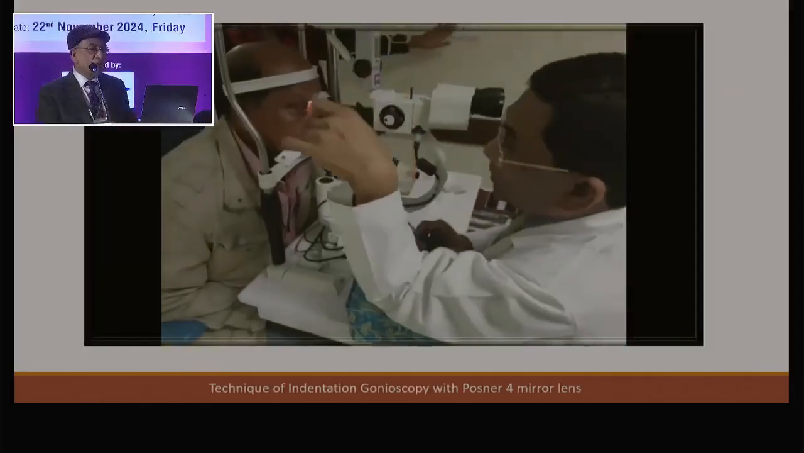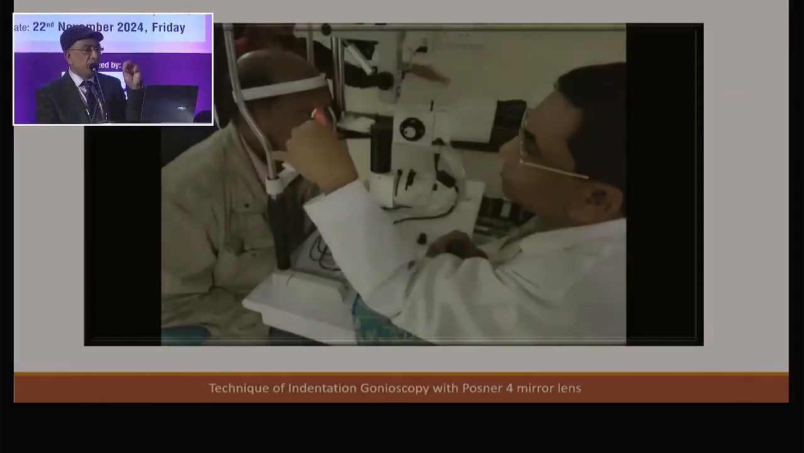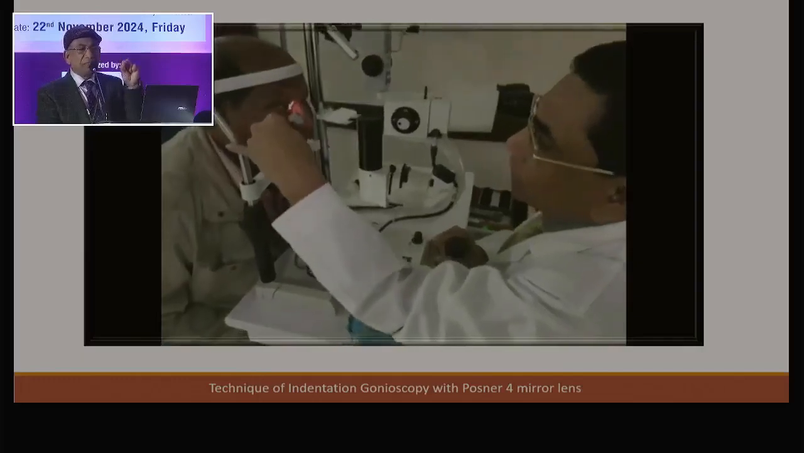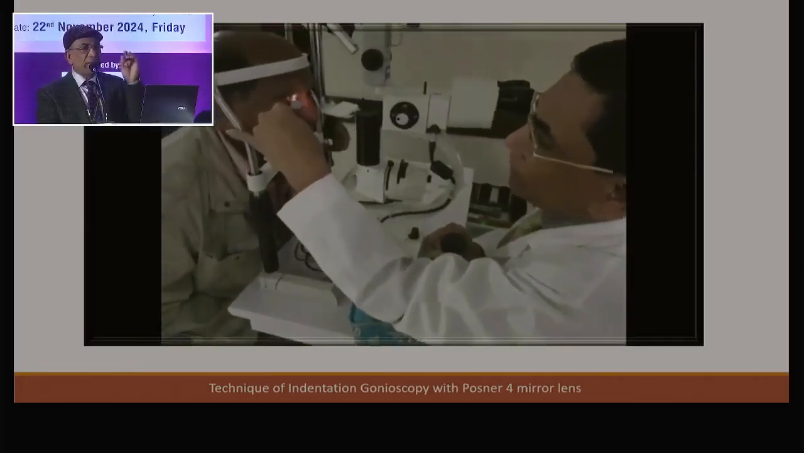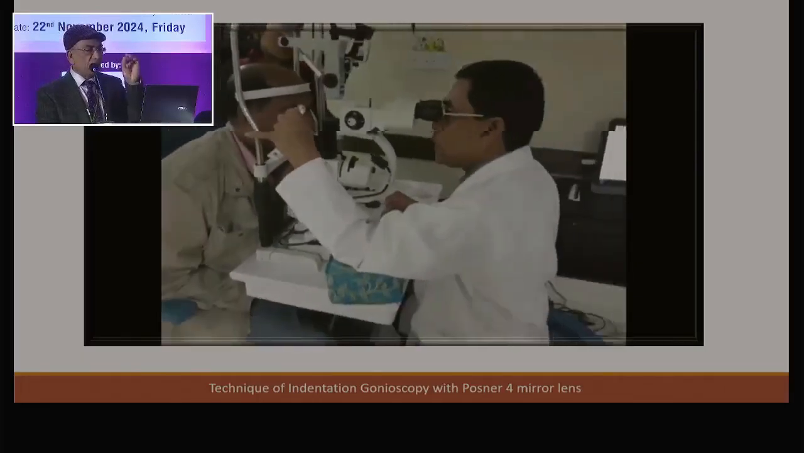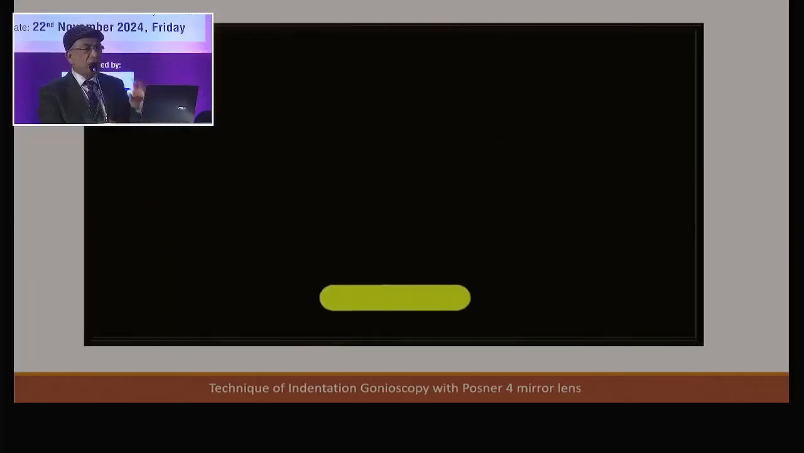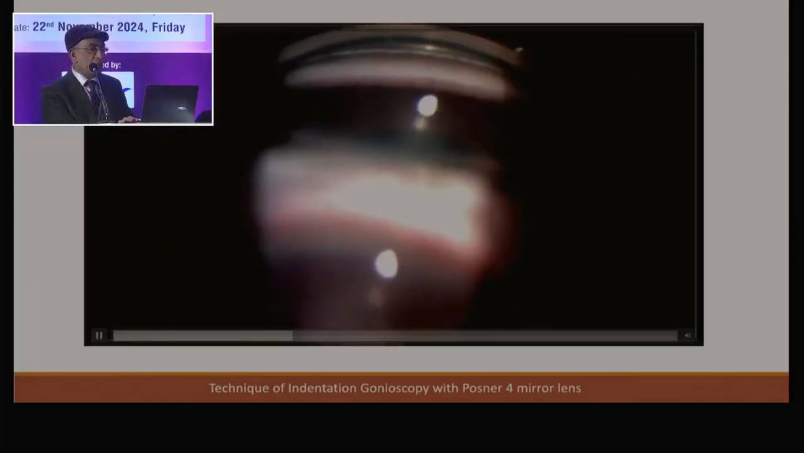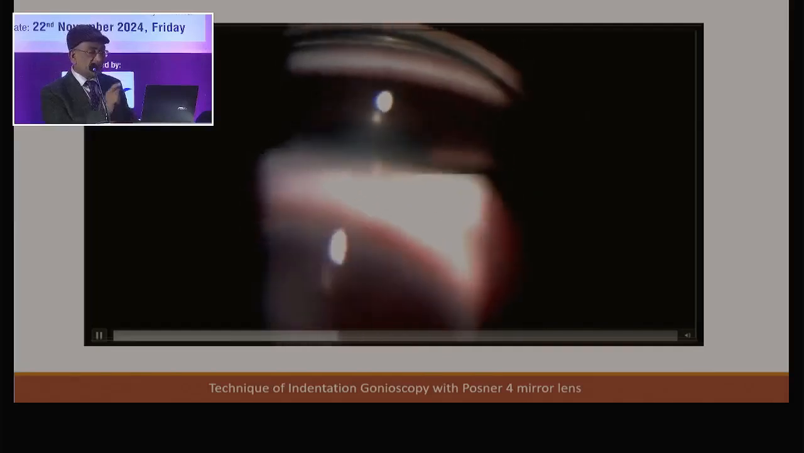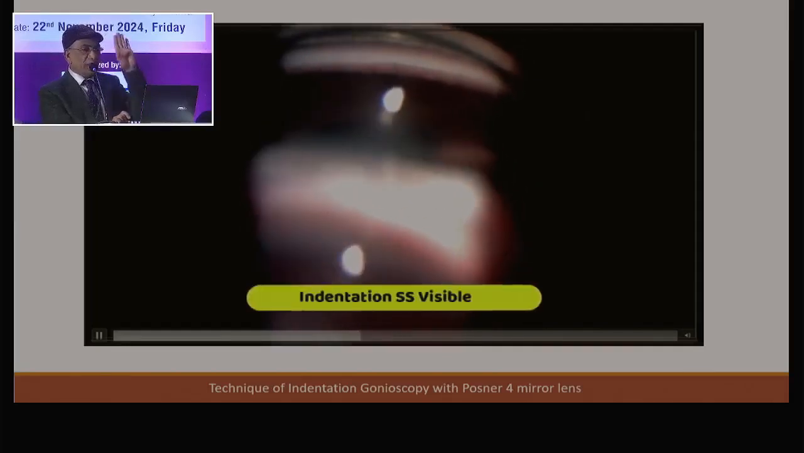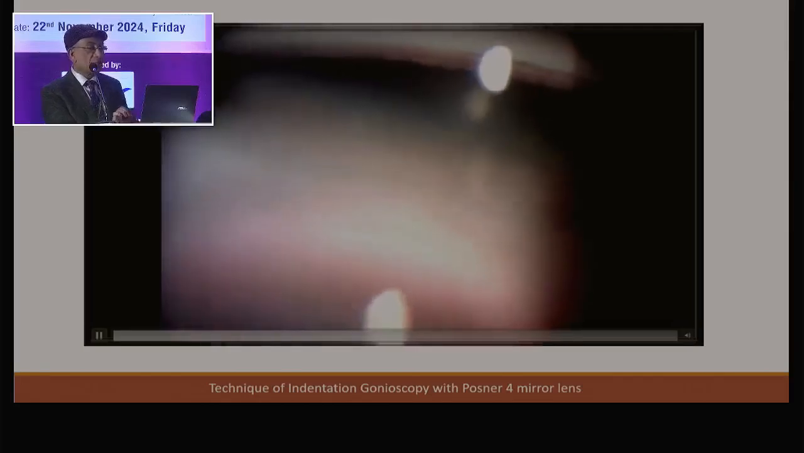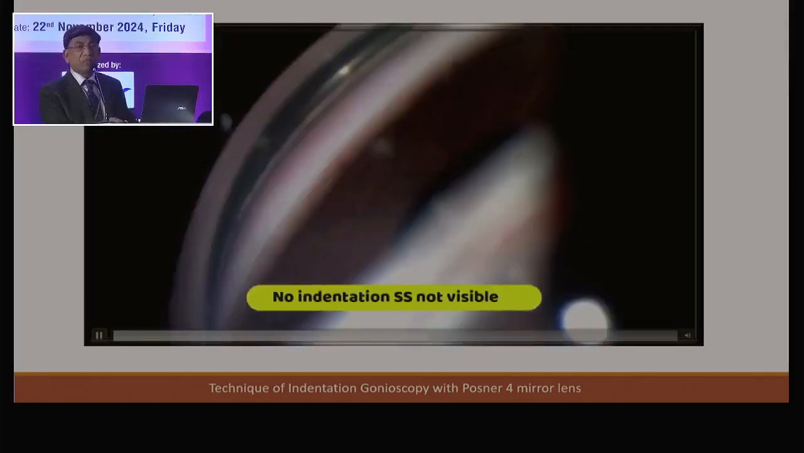I request you to see very carefully what I'm doing. I'm pressing the gonioscope very lightly over the eye. And what you'll see here, I cannot see all the structures without indentation. Not all 4 structures. But in the same eye, when I indent with the gonioscope, you will see all 4 structures are visible. So what is this? This is an appositional angle closure.